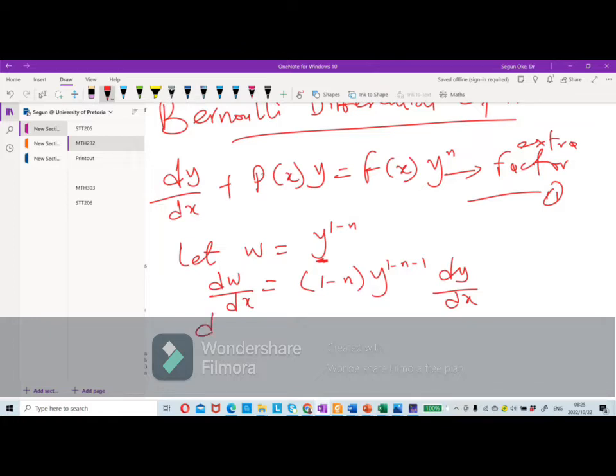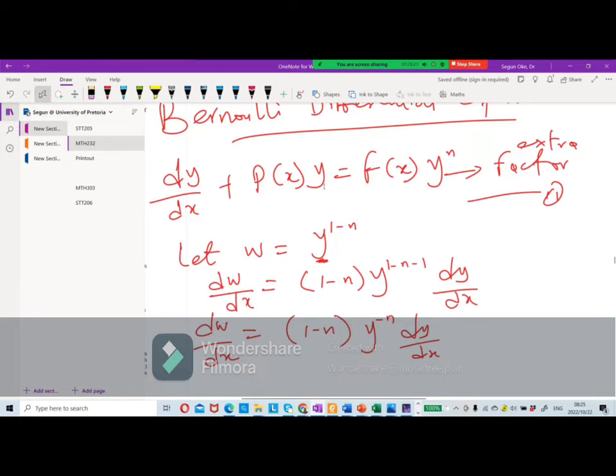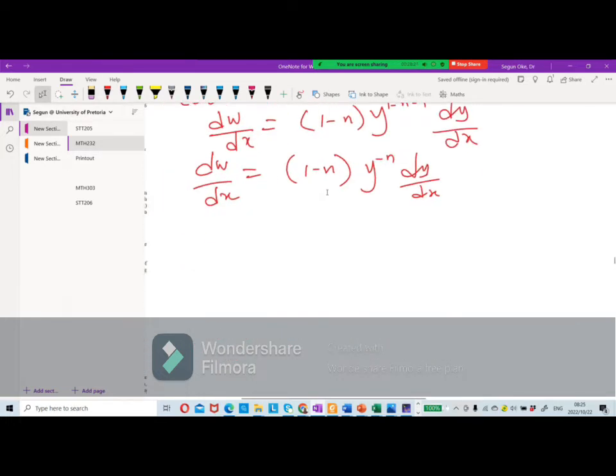So that means dw/dx equals 1 minus n, and 1 minus 1 is 0, so we have y raised to power negative n, dy/dx. So we can now find our dy/dx. What is dy/dx from here? Anybody? We divide. Write it out from your book and let me know.